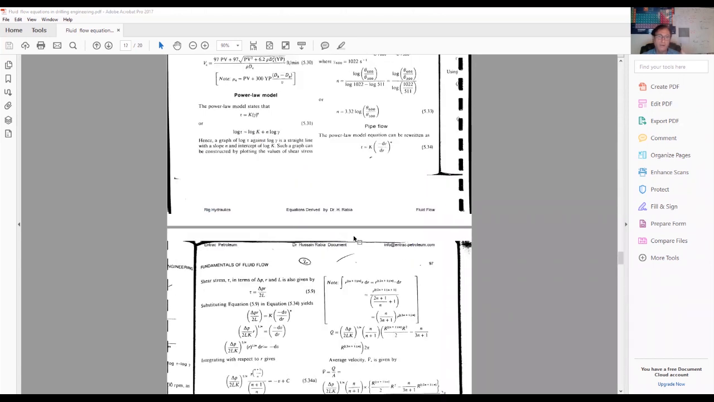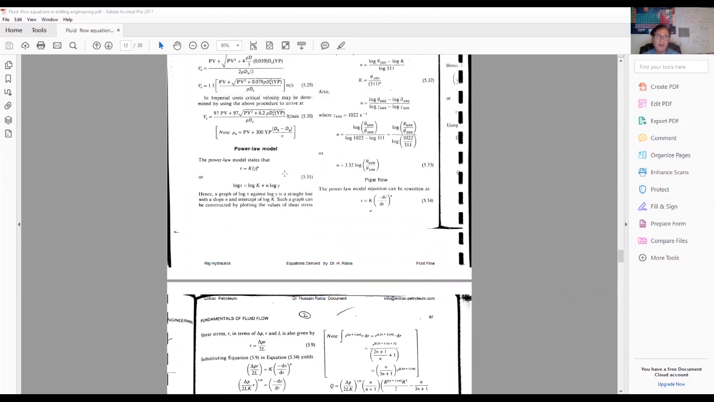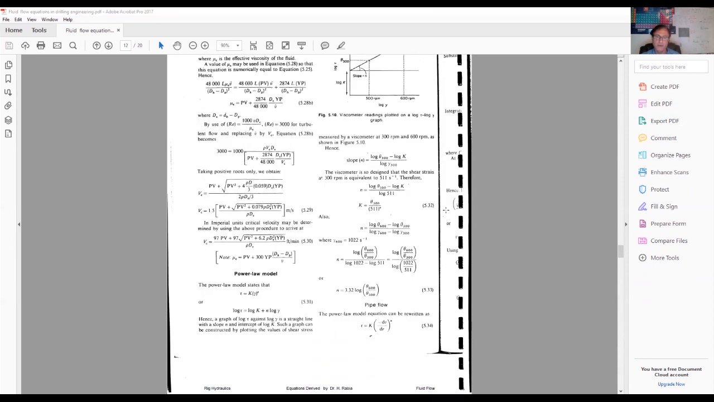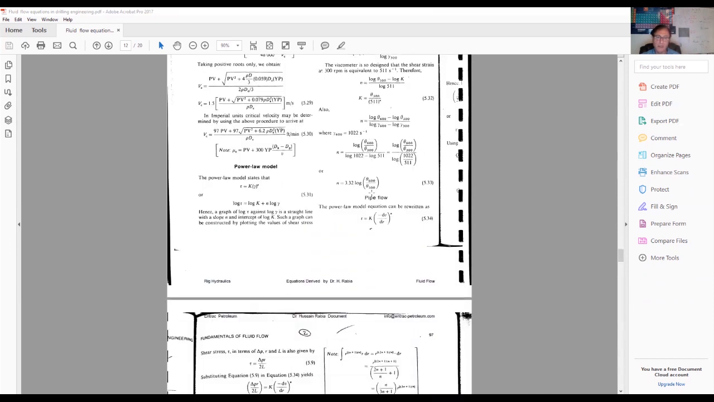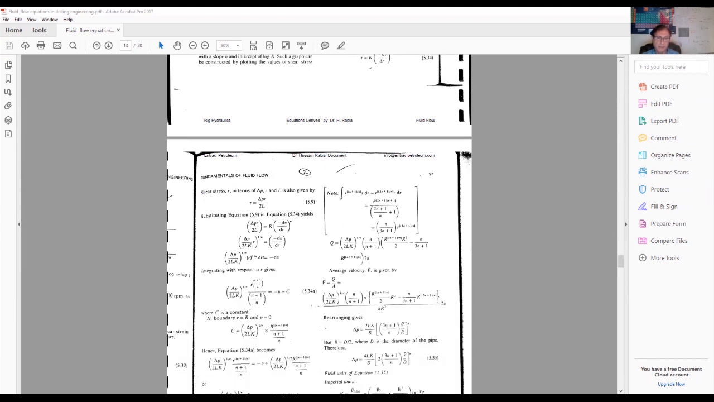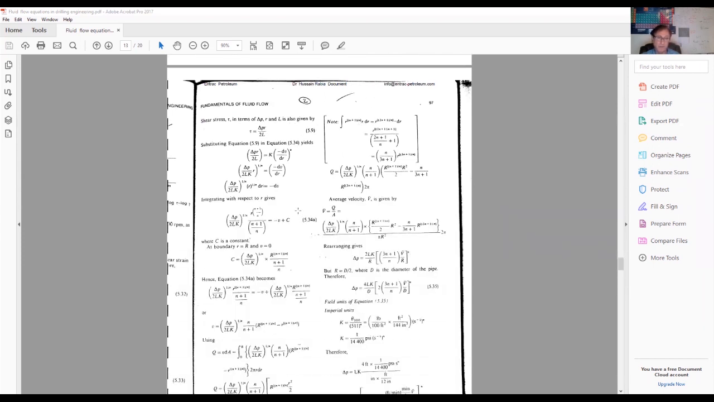If you go now into the power law model, the power law model is slightly more complex in terms of mathematics, but it's still the same principle. Nothing's difficult. In the power law model, we have the shear stress in terms of consistency index K and then the flow index N. Okay, and a little bit of log work, which is really first year university. Okay, and then a little bit of integration. I'm not going to go through this because you can read it.